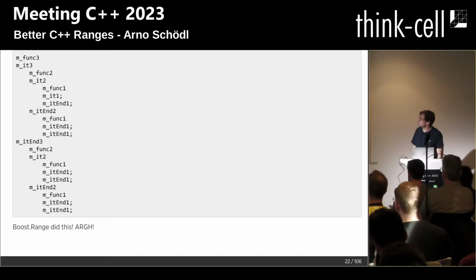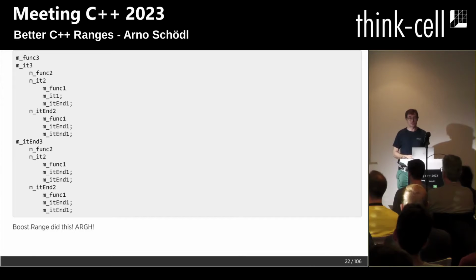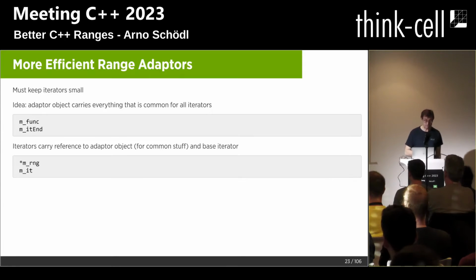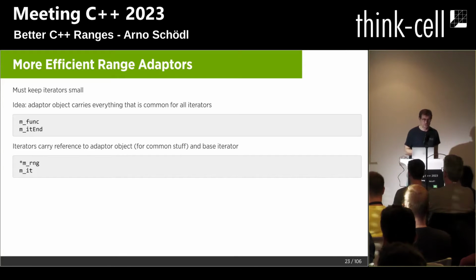That's the iterator. It gets an awfully big iterator. The iterator grows essentially exponentially with the number of levels of transforms or filters you put around, which is not good. And boost range did this. Not good. Now, we have to keep our iterators small because we'll run small loops, like tight loops with them, and we'll pass them around by copy. And all that means that we don't want to make them huge because then they get very expensive to copy.